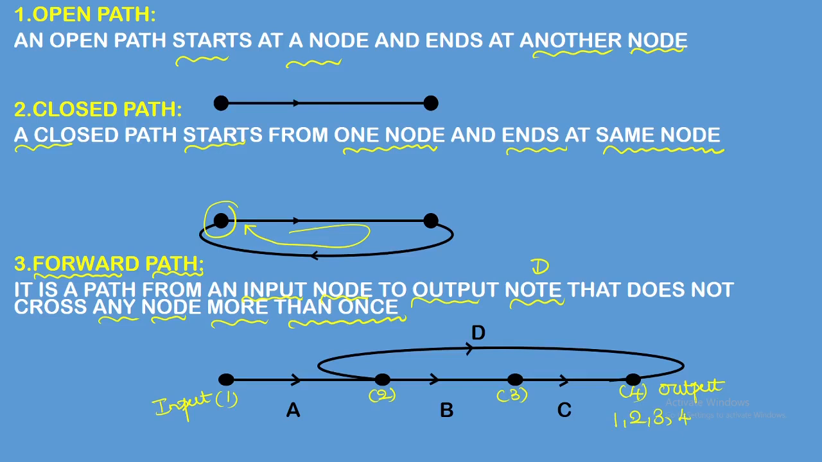And after reaching the second node, you can travel in this fashion also through D. You can consider that another path, and I am giving it number 5. So another forward path can be 1, 2, 5 and 4. These are the forward paths, very important. Whenever you go from the input node to the output node without crossing a node more than once, that is called a forward path.